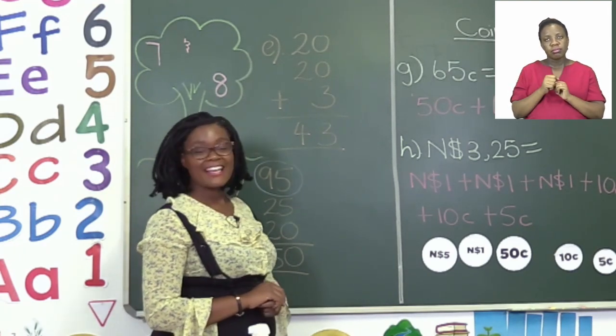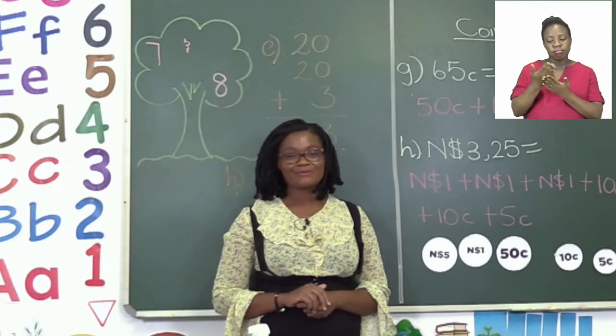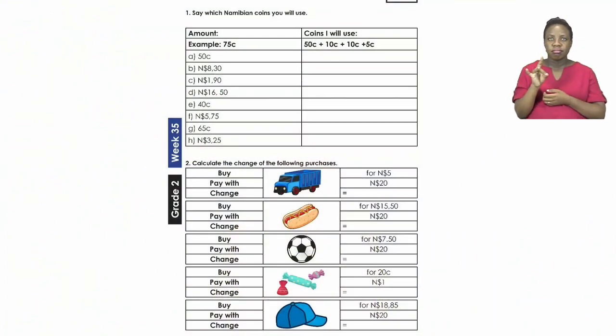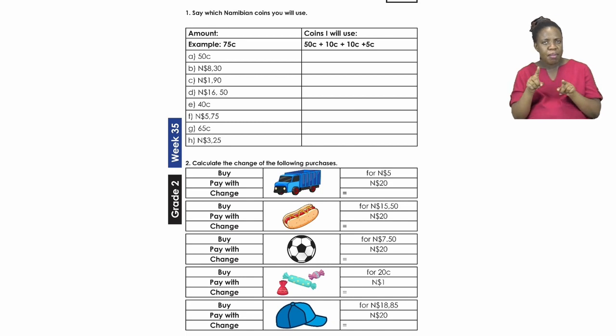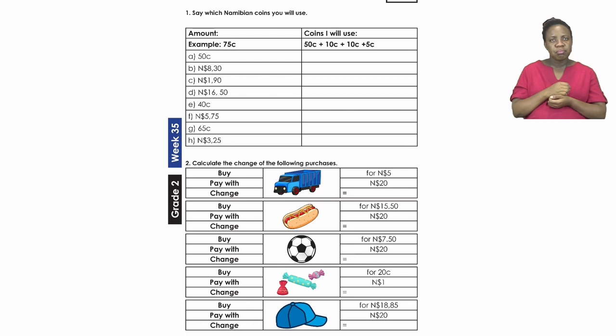Let's now move on to the next page, page 8. On page 8, we're continuing with our mathematics, but this time we're going to be dealing with money. Now, the measurement of money is very important, and it's our job to make sure that we know the coins we need to use to buy. Here we have an exercise that's going to say which Namibian coins will you use? So you have to figure out which coins will actually add up to that amount.